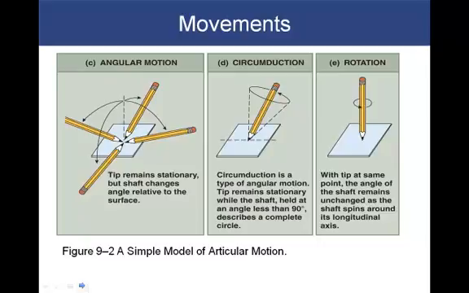The circumduction motion is a type of angular motion in which the tip remains stationary while the shaft, held at an angle less than 90 degrees, describes a complete circle. And then in E, rotation occurs when the tip of the pencil is held stationary, but the shaft spins around its longitudinal axis, again is referred to as rotation.